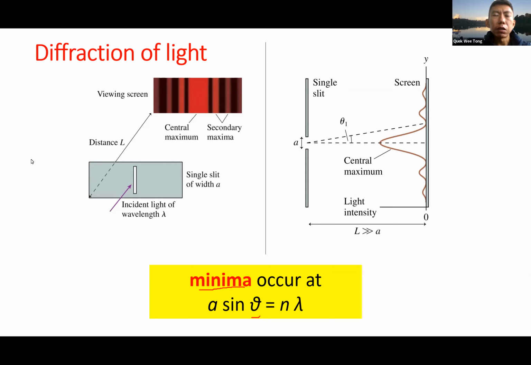This formula is similar to your diffraction grating one, but the left-hand side term is not the same anymore. For diffraction grating or double slit, you're talking about the gap between slits, from here to here, so that's your d. Here, we are talking about the size of the slit, which is a. So they refer to different things. Take note.